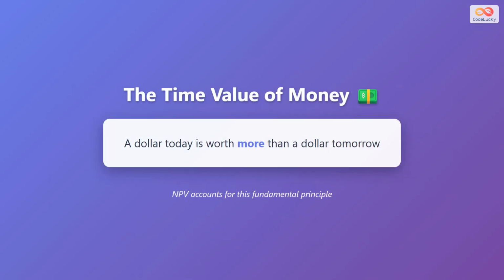Before diving deeper into NPV, you need to understand a fundamental principle: the time value of money. This principle states that $1 today is worth more than $1 tomorrow. Why? Because money today can be invested and earn returns. It can grow over time. NPV accounts for this fundamental principle by adjusting future cash flows to reflect their value in today's terms.